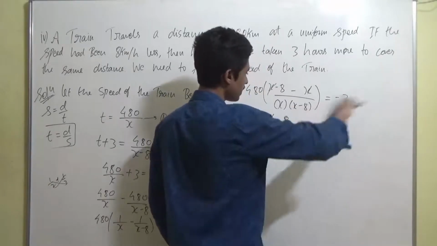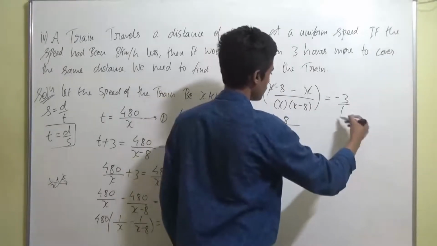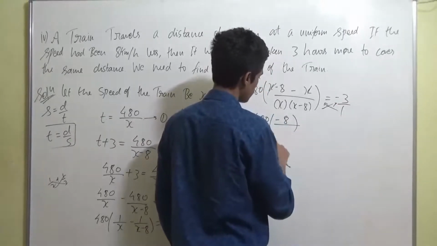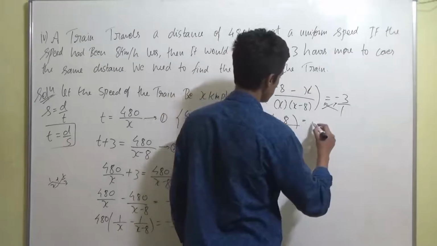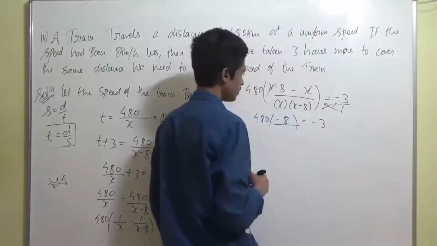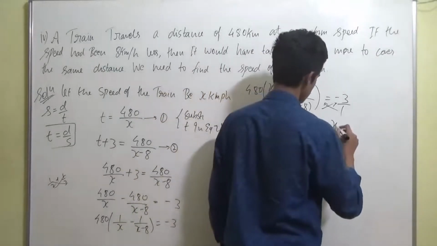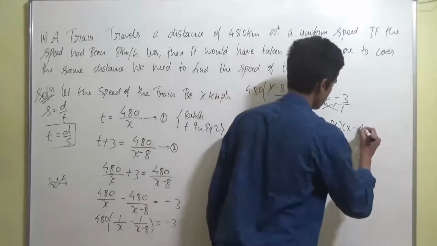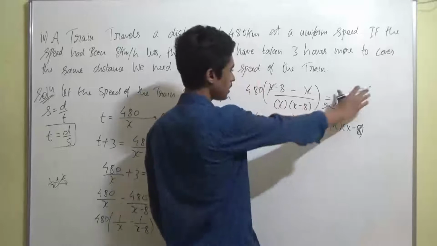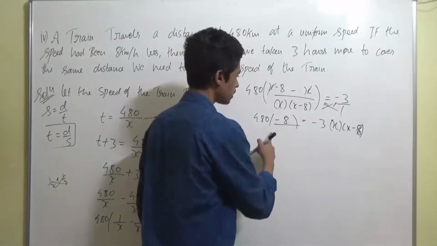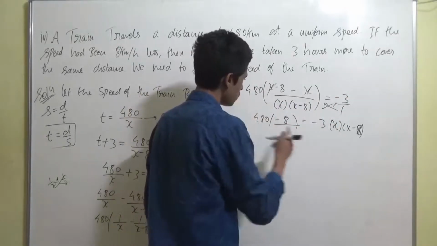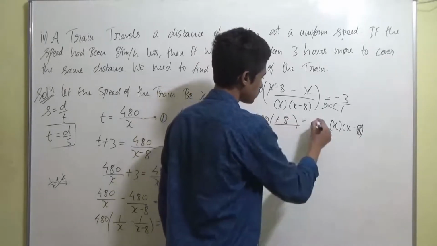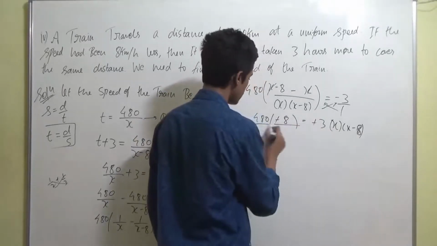now if we expand this, what happens? Okay, we'll do one thing. We'll take this whole thing and cross multiply it. Getting it? So only 8 will be left out here, minus 8 equal to minus 3 into x into x minus 8. This whole term I cross multiplied. So this minus and minus got cancelled. Now this 3 I'll bring down.